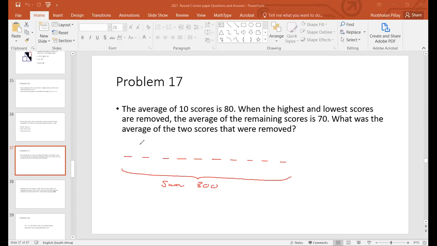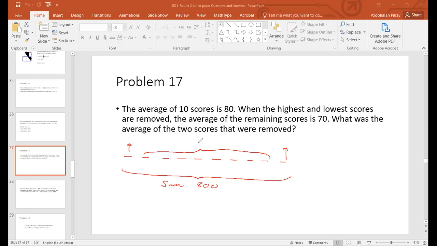Now, the lowest and the highest scores are removed. Suppose you got this in increasing order. So these are taken out. These are removed, and these are the only ones that are left. And the average of these is 70. So what's your conclusion? What do they add up to?